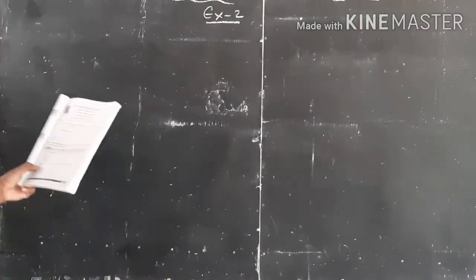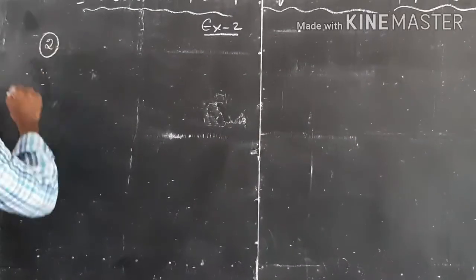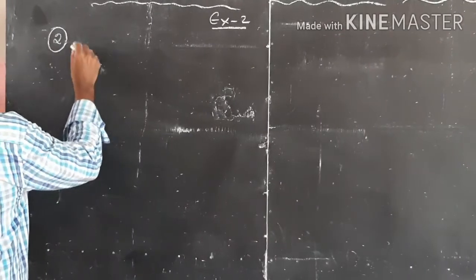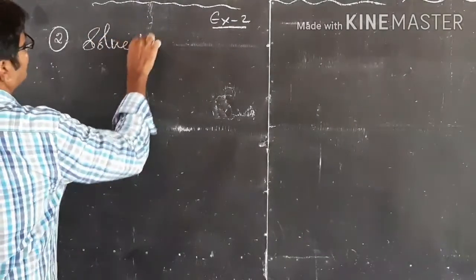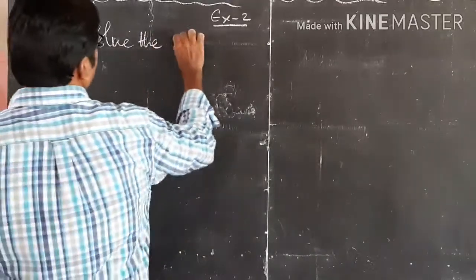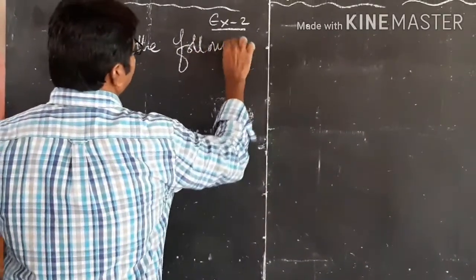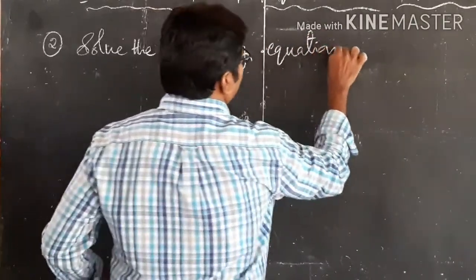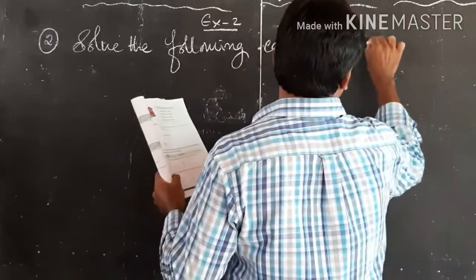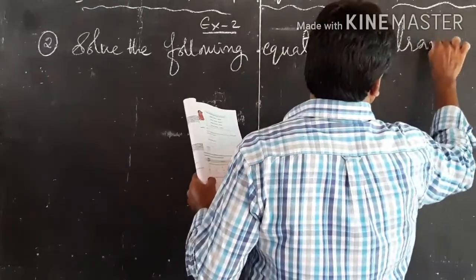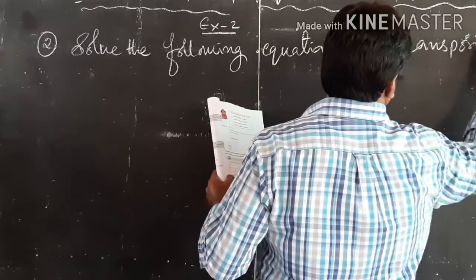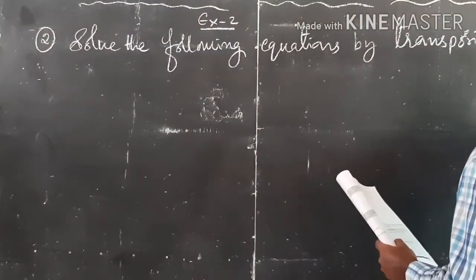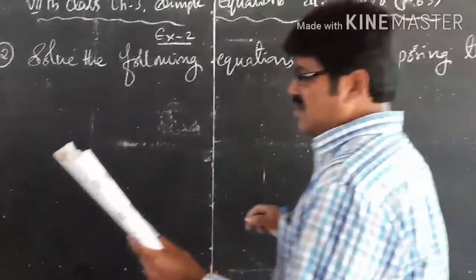Okay, children. First Roman is over, now second Roman. Solve the following equations by transposing the terms and check your results.